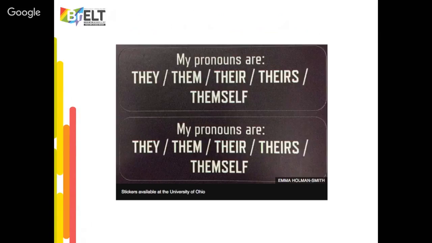So the University of Ohio were handing out stickers, which is another example of adaptability and empathy. And then you could stick this sticker to your clothes, I don't know, or to your desk to show what pronouns you use. And take a look that we say themself when you're using the singular they, okay? It's not themselves, okay? It's themself.